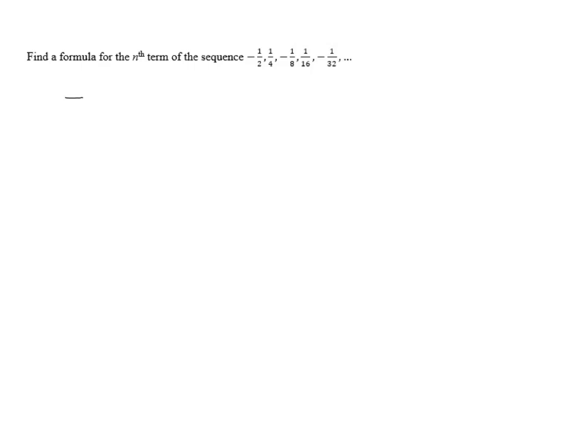The numerator here is pretty simple. All of the numerators are just 1, so of course the numerator for the nth term is also going to be 1. If we look in the denominators, we've got 2, 4, 8, 16, 32, etc. These are powers of 2, specifically 2 to the first, 2 to the second, 2 to the third, 2 to the fourth, and 2 to the fifth.